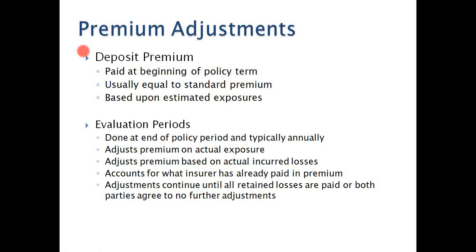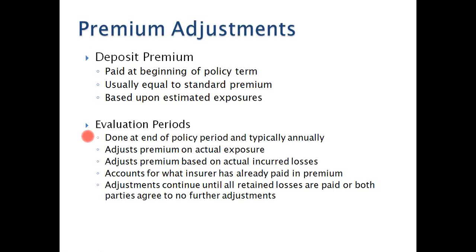So you have your deposit premium, which you're going to pay at the beginning of the policy term, and it's usually going to be equal to the standard premium. So if we say in this example $600,000, that's what I'm going to pay up front, because that's what the projection is that I would need to pay. And it's based upon the estimated exposures at that time. Now, there are going to be what are called evaluation periods, and there might be probably 2 or 3 evaluation periods depending on the type of plan.